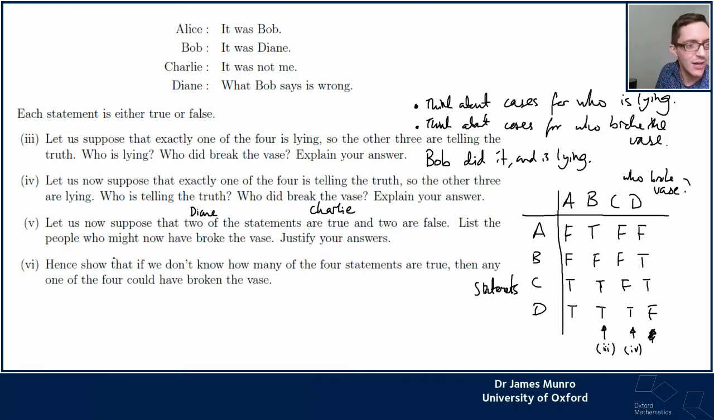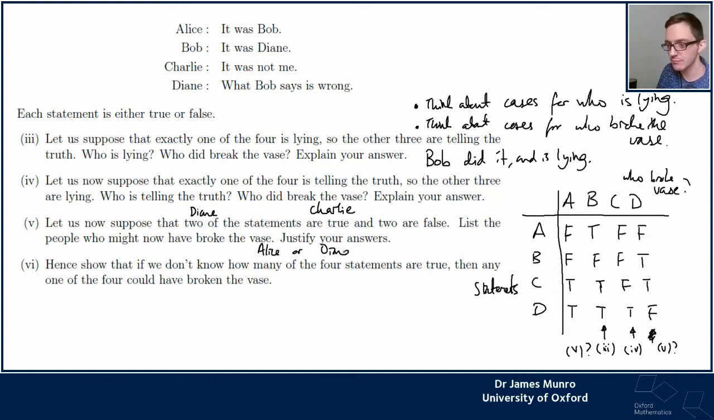Part 5. What if 2 of the statements are true and 2 of them are false? So if you're playing along with the table, you'll see that you are either in this case or you're in this case. And then you can read off from your table that either Alice or Diane broke the vase.